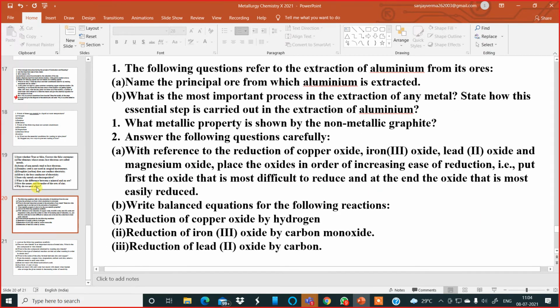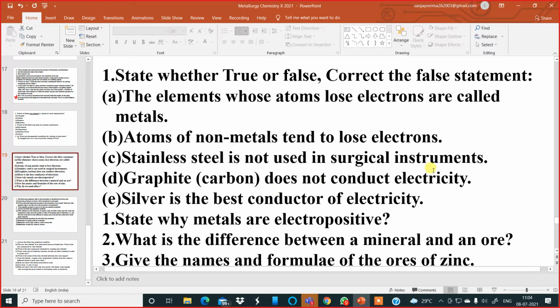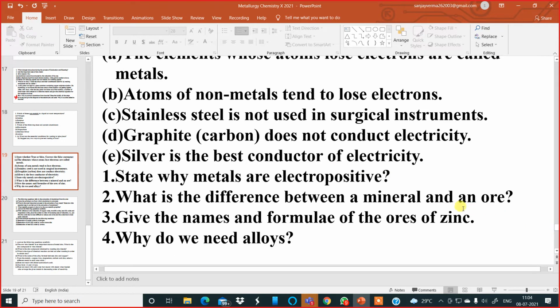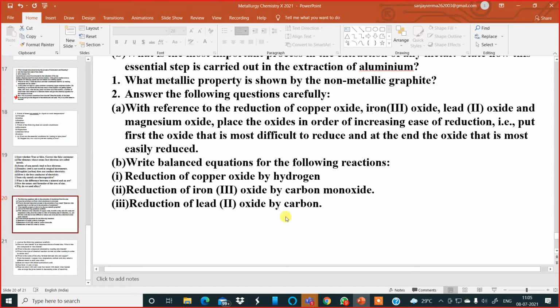Okay. Then we go to the next part over there. State why metals are electropositive. Okay, this is one question. What is the difference between a mineral and an ore? Give the names and formulas of the ores of zinc. I have already told you. Why do we need alloys? Very, very important. Okay. The next slide we can go to.